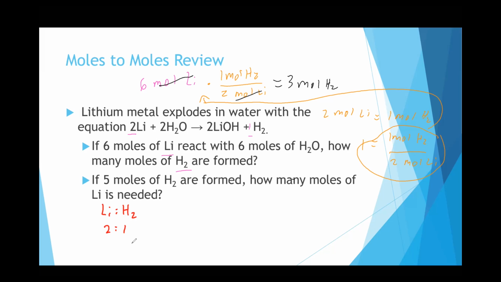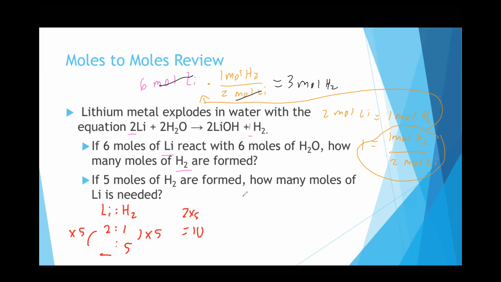Now we know 5 moles here, and we want to know how many lithium here. We're multiplying by 5 from 1 to 5, so we're going to have to multiply by 5 here. So 2 times 5 equals 10. So that's one way.